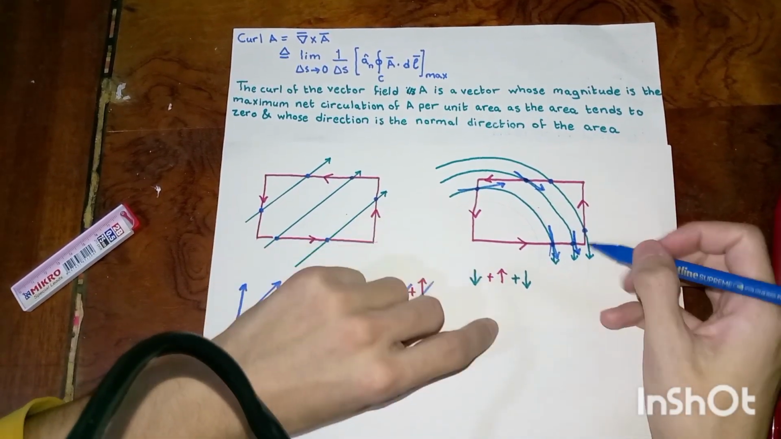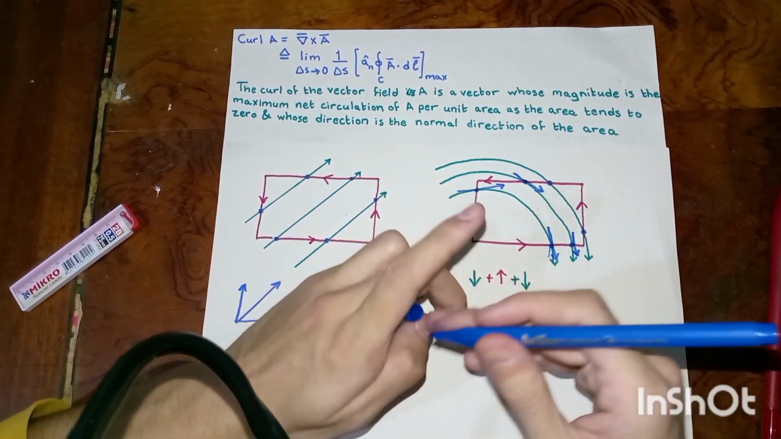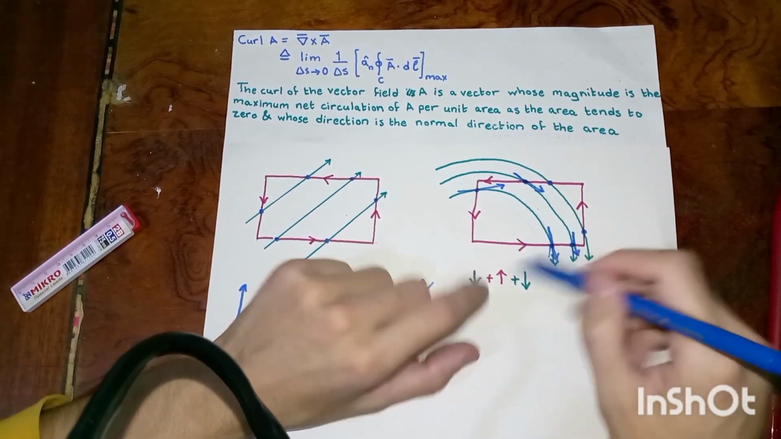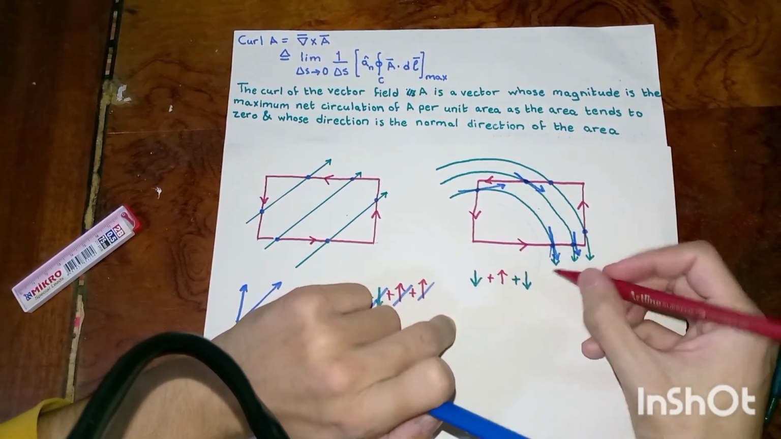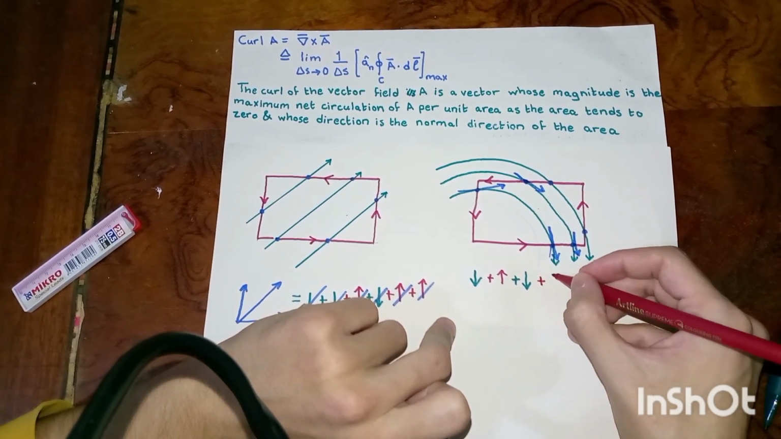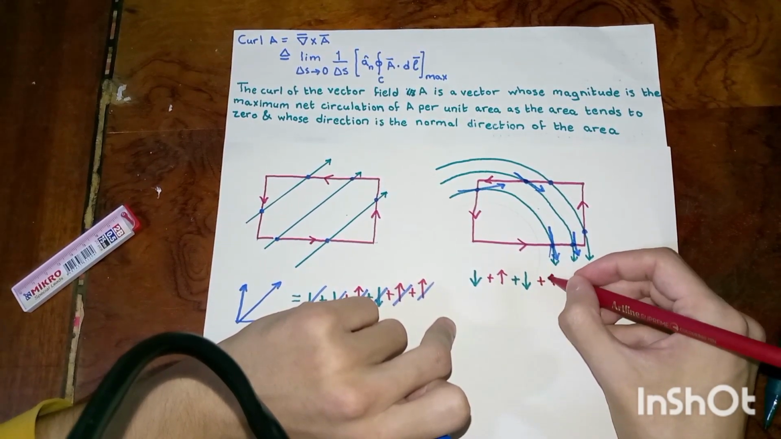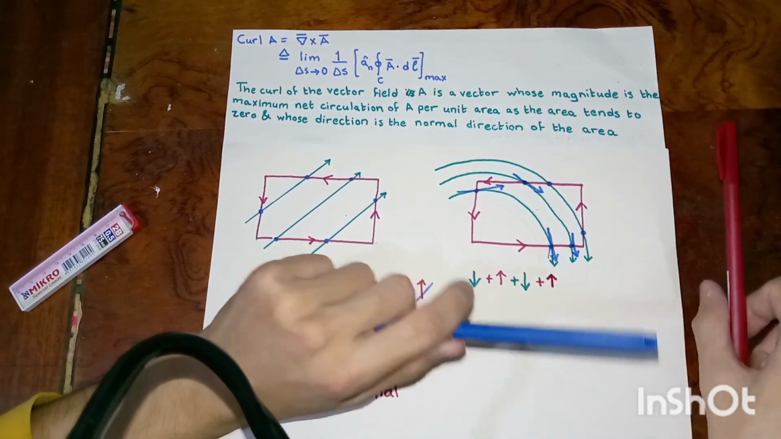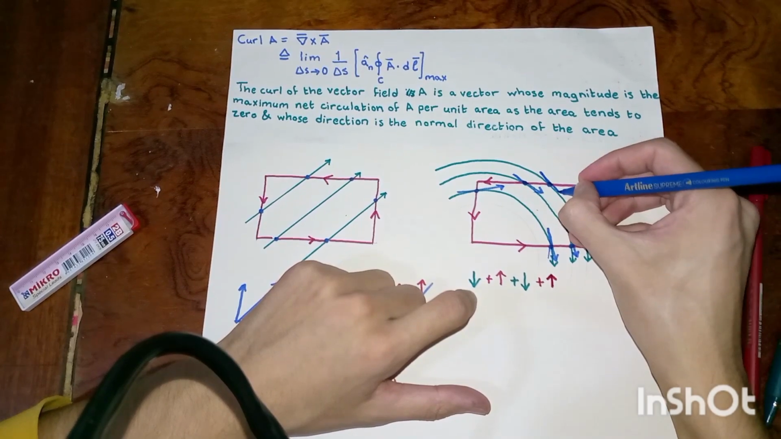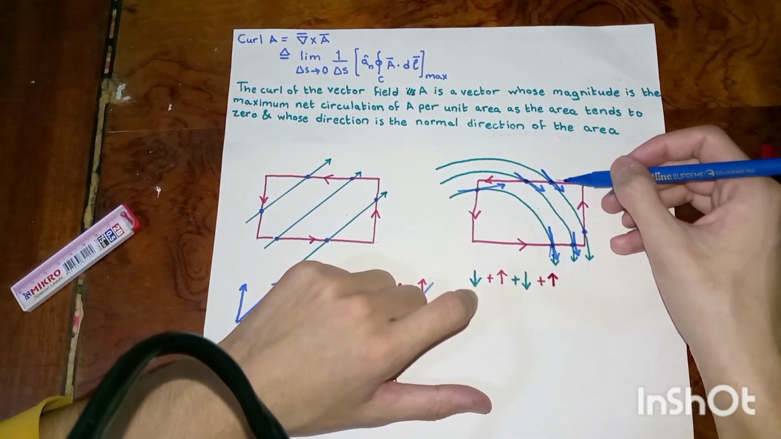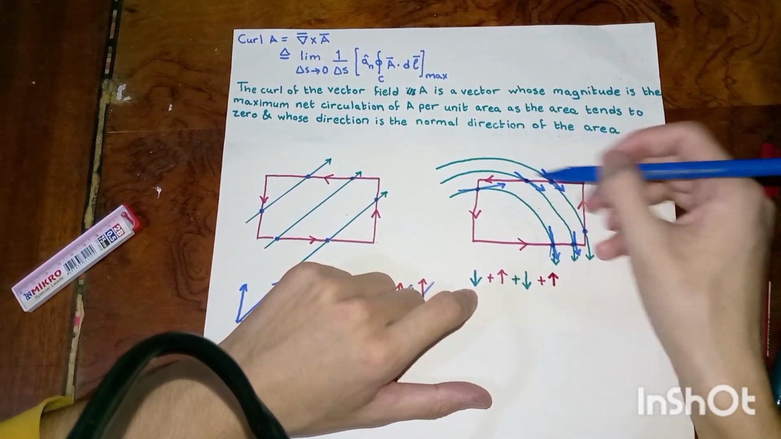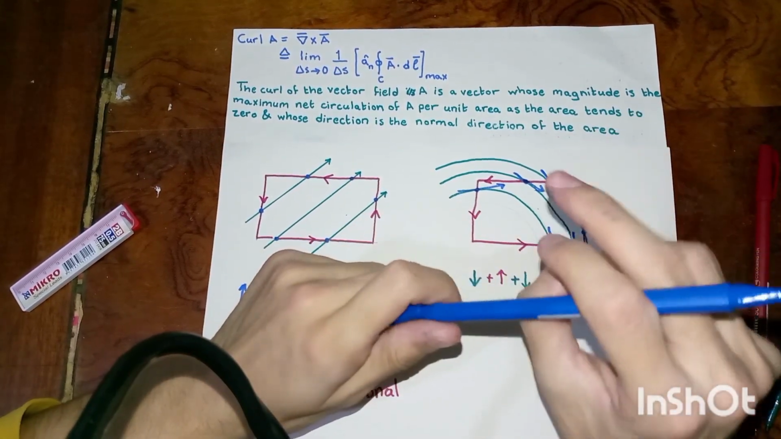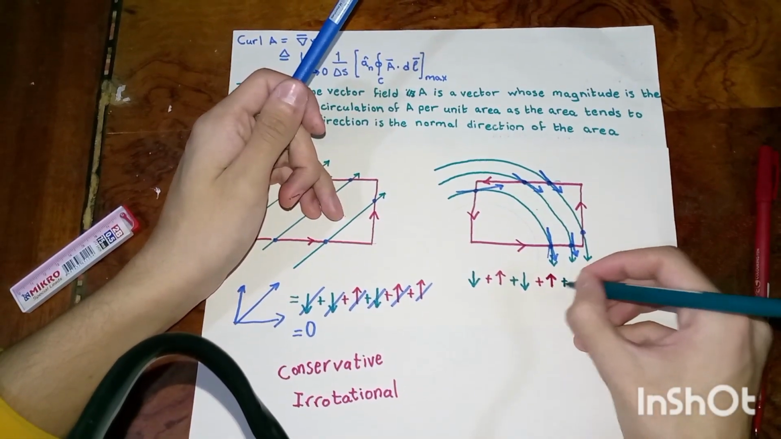At this point, we have x and y components. The y component vanishes and the x component still remains, and it has the same direction as the path, so it's going to give us some small positive scalar magnitude. Now let's go to this point. The y component vanishes and the x component still remains, but the component and the path have different directions, so it's going to give us a negative magnitude.